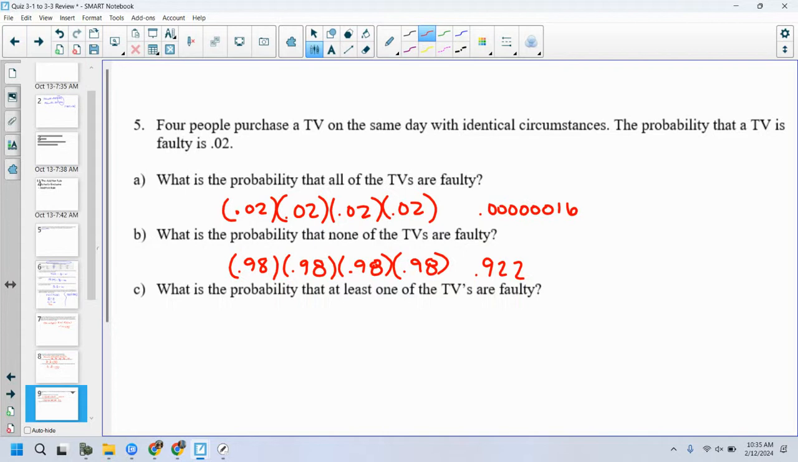What's the probability that at least one of the TVs is faulty? Okay. Now, remember, this is 1 minus none, right? At least one, we got to remember that. At least one is always 1 minus none.